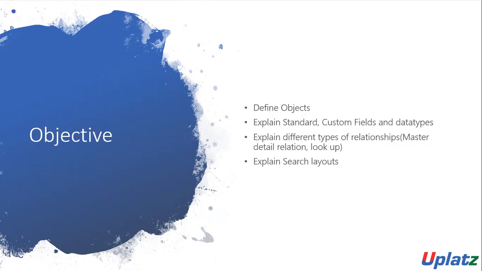Today we will talk about objects, and then we will talk about standard and custom objects, fields, and data types. I'll explain different types of relationships, master detail relation and lookup. As we already have a bit of idea what relationships and objects are, and what master detail and lookup are, now we will talk about them in more detail. At the end, we will talk about search layouts.